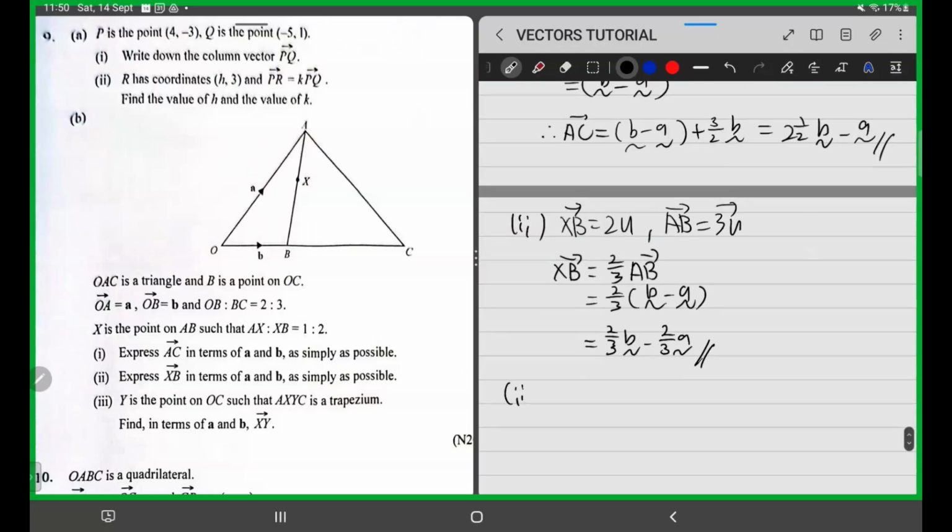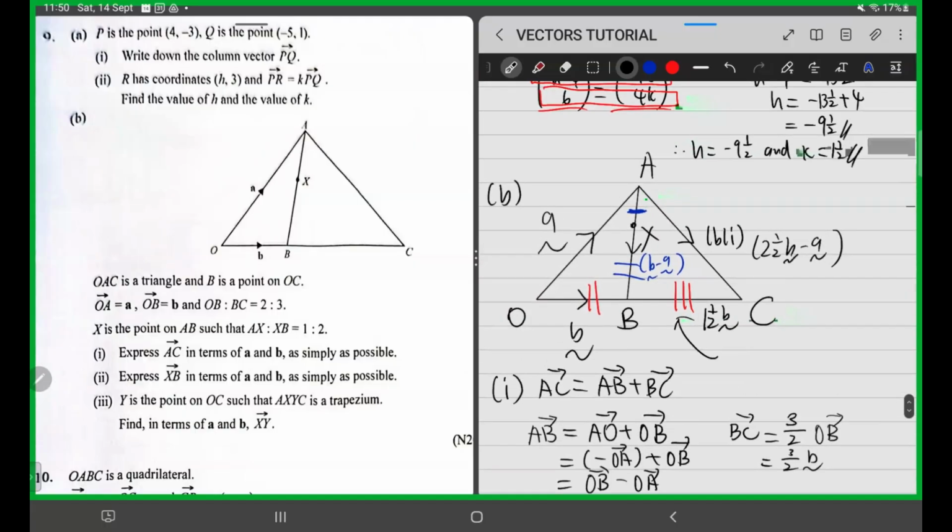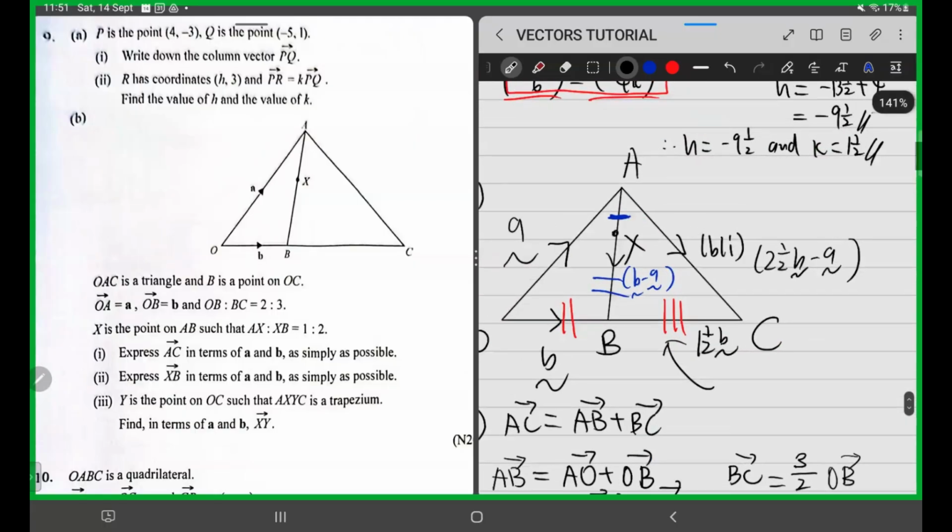Then in part I, Y is a point on OC such that AXYC is a trapezium. Okay, so I'm just going to draw this in green. AXYC. Y is a point on OC. Okay, so Y is here.